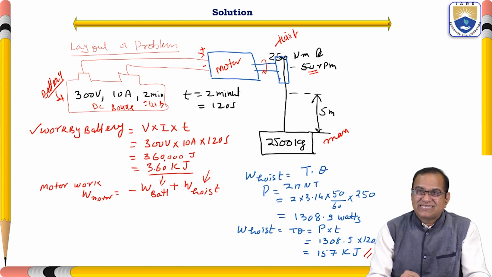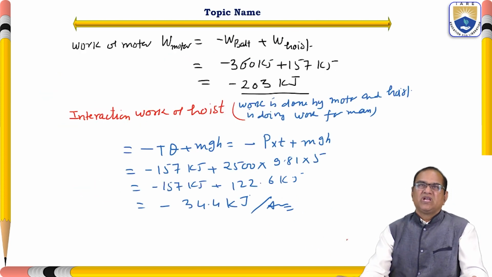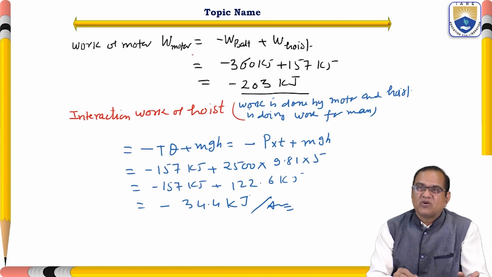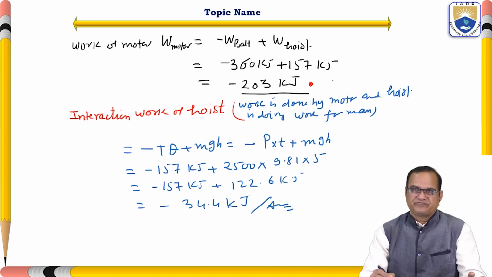So now minus 360 plus 157, then you will get the work on motor. Work on motor, how much balance of the work? So minus work of the battery plus work of the hoist. So the battery is giving minus 360 kilojoule plus 157 kilojoule. It means minus 203 kilojoule of work is there inside your motor. This much work is still existing inside the motor.